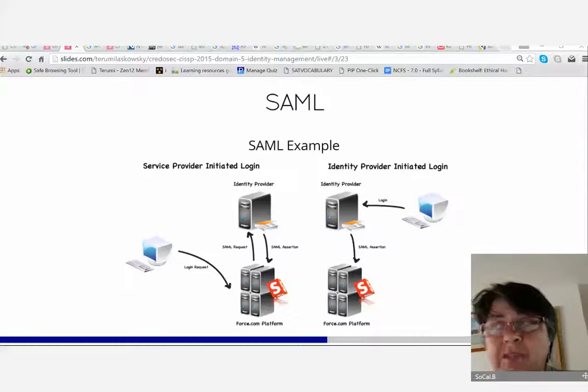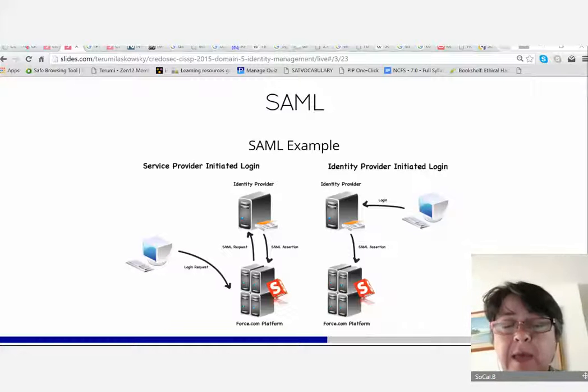The SAML assertion has to come back from the identity provider, and it has to say that person is already logged in. See this? So there is a request if somebody tries to go straight. And this is what happens.